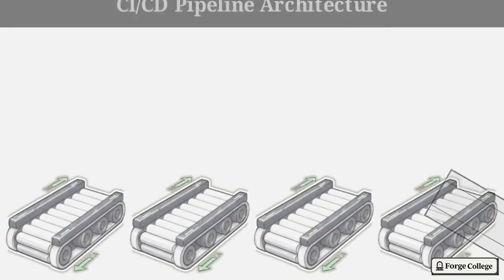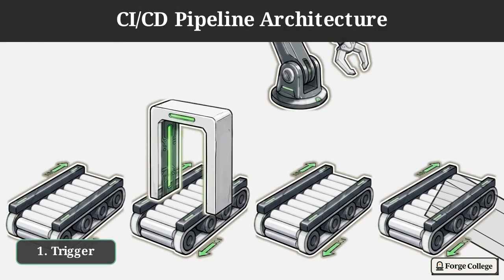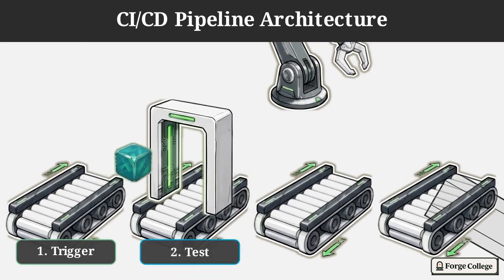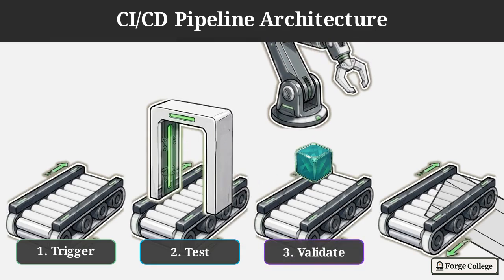Let's look at how this machinery works. This animated diagram shows our factory conveyor belt. The entire process starts with a trigger. When a developer pushes a new block of code to the repository, it drops right onto the belt, starting the machinery. As the belt moves forward, that code block hits the first checkpoint, the test stage. You can see it passing through a scanning archway. If the code passes our basic functional checks, the archway flashes a soft green light, validating its structural integrity.